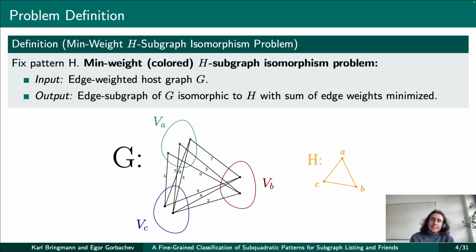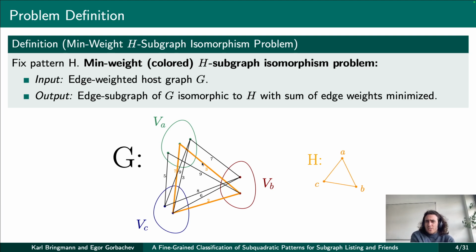For example, in this case, H is a triangle, so G has three parts, and we need to choose one vertex from each part so that they form a triangle and the sum of its edge weights is as small as possible. Here we should take these three vertices, which form a triangle, of total cost 7 plus 3 plus 2, so 12. And it is indeed the cheapest triangle in this graph.